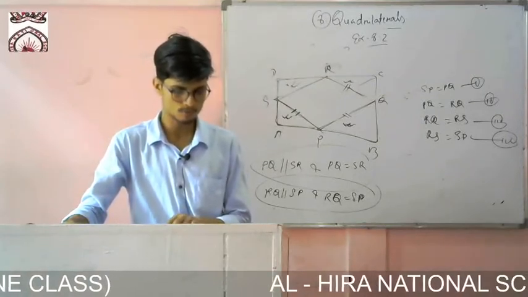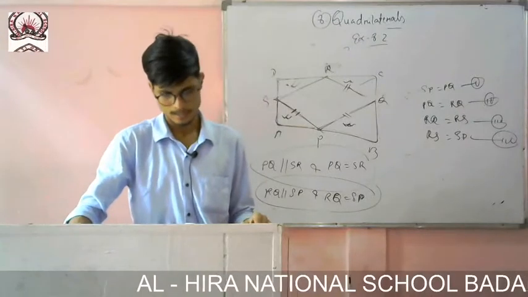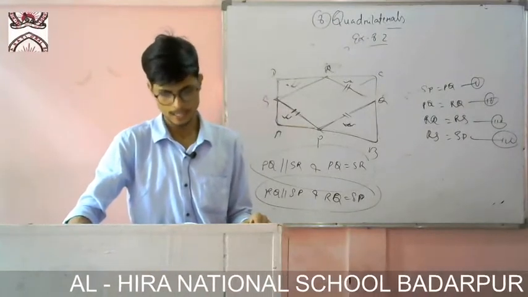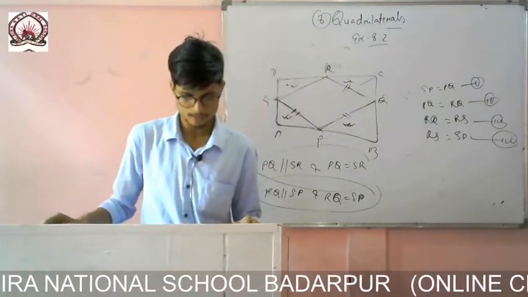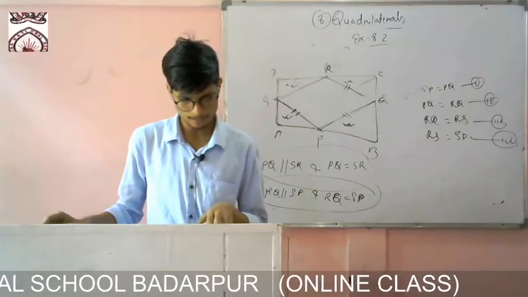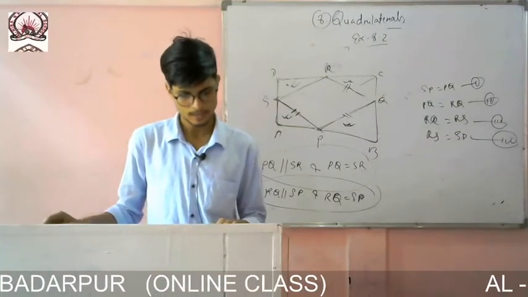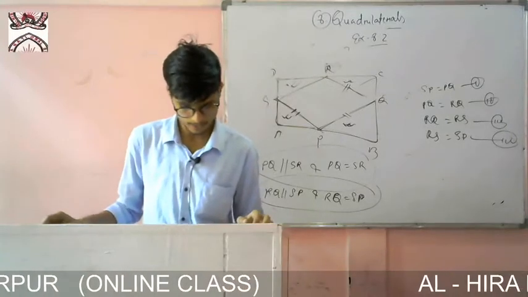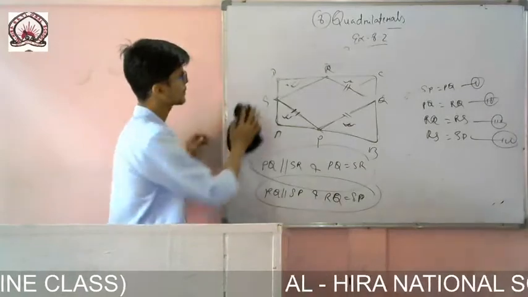Question number 4: ABCD is a trapezium in which AB is parallel to DC and BD is the diagonal, and E is the midpoint of AD. A line is drawn through E parallel to AB intersecting BC at F. Show that F is the midpoint of BC. This one also uses the same idea, let me do this one.